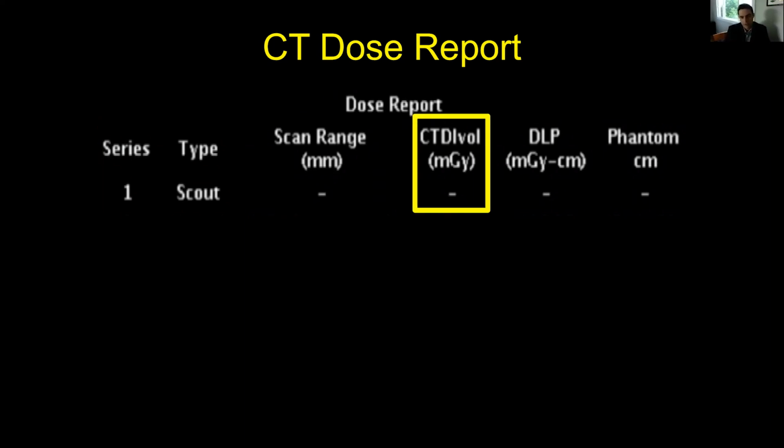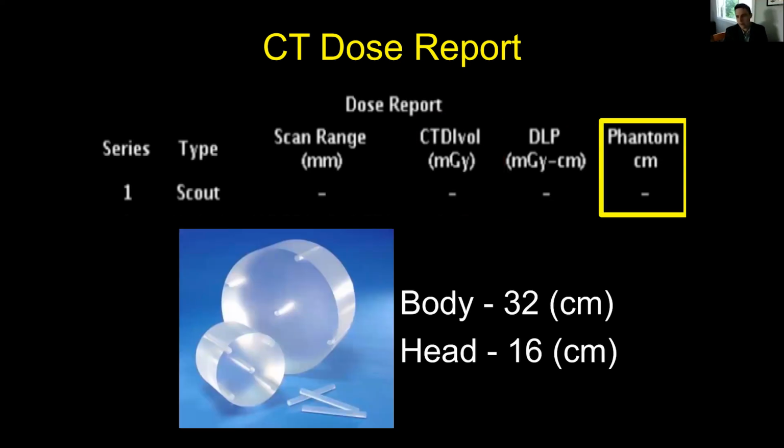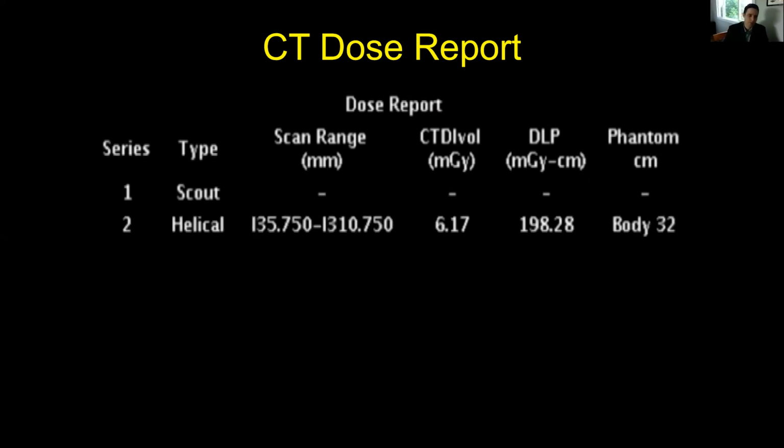There's our CTDIvol. That's going to be the toast hotness, if you will, like what color is it, red, green, or blue? And then if you multiply the scan range times the CTDIvol, that gives you your DLP, your dose length product. And then here, the tech has to say what phantom should be the best measurement for this patient. And so the technologist chooses which phantom. And there's only 2 options, the body 32 and the head 16. And those numbers reference the diameter in centimeters.